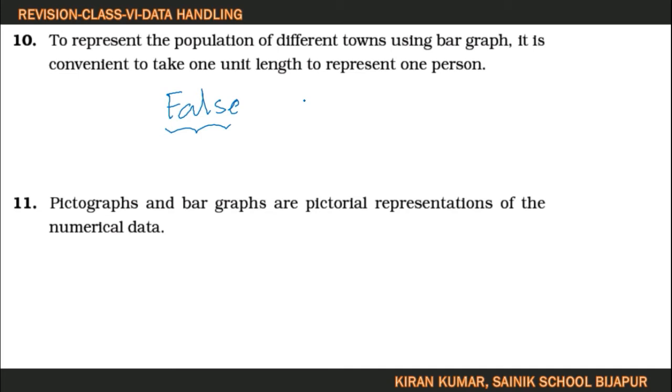Statement number 11. Pictographs and bar graphs are pictorial representations of the numerical data. This statement is a true statement. Both pictograph and the bar graph are pictorial representations of the numerical data.